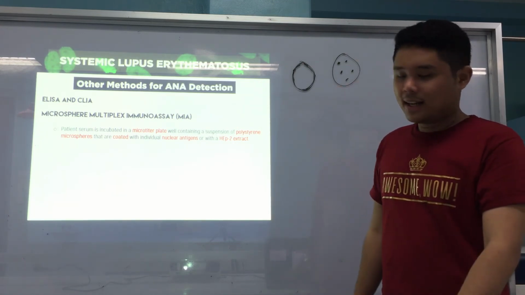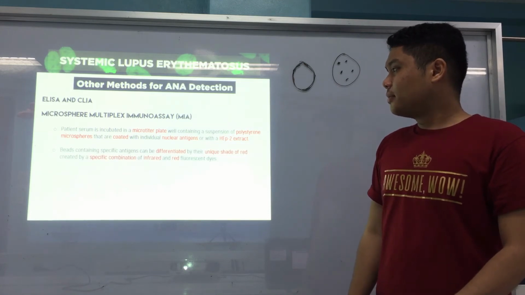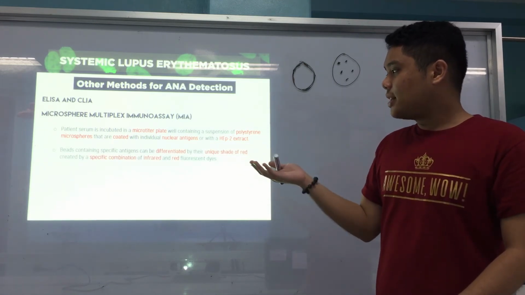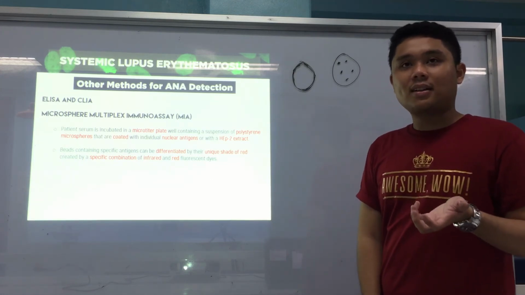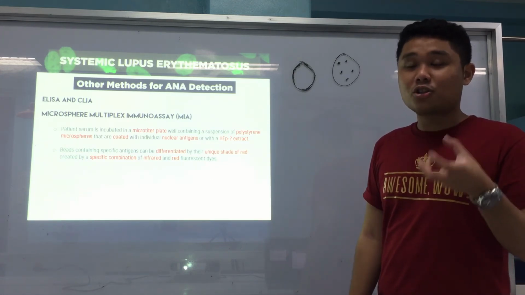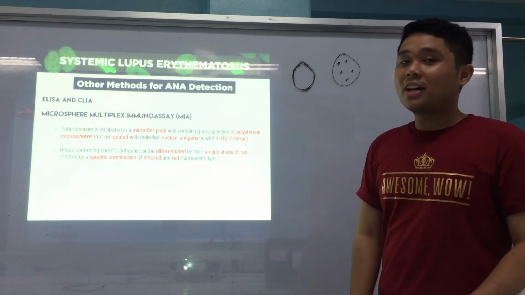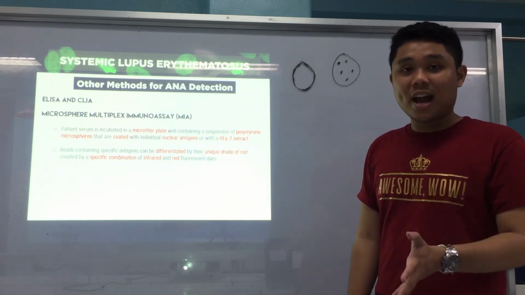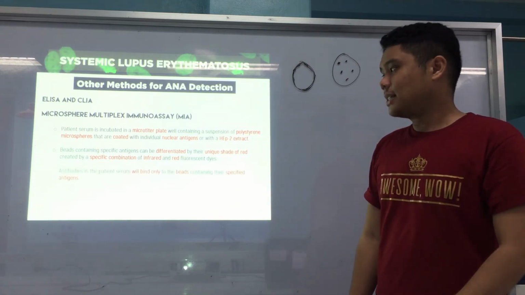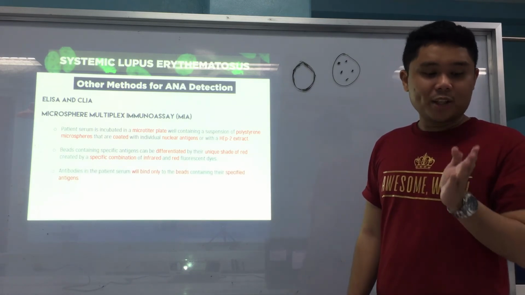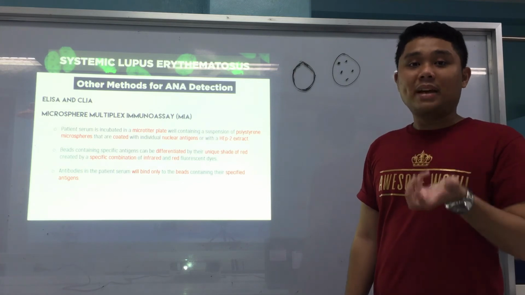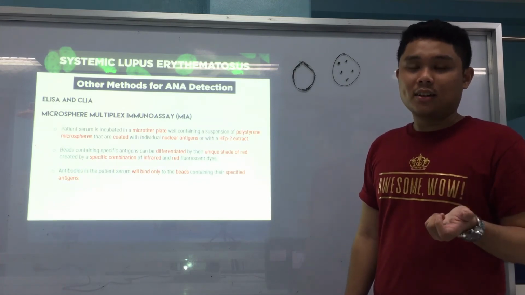microsphere. Okay. Now, the beads that contain specific antigens can be differentiated by their unique shade of red. Each of the beads has its own shade of red, created by a specific combination of the infrared and red fluorescent dyes. Okay. And antibodies in the patient's serum will only bind to specific antigens on the beads, whichever antigen it is. Okay? Alright.